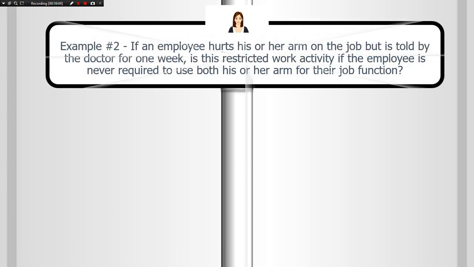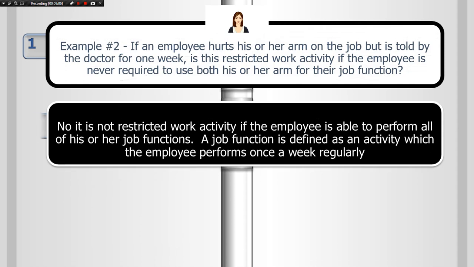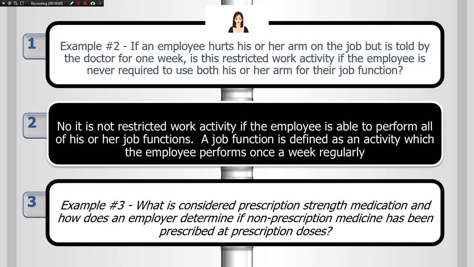Example number 2. If an employee hurts his or her arm on the job but is told by the doctor to restrict its use for 1 week, is this restricted work activity if the employee is never required to use the arm for their job function? No, it is not restricted work activity if the employee is able to perform all of his or her job functions. A job function is defined as an activity which the employee performs regularly, at least once a week.